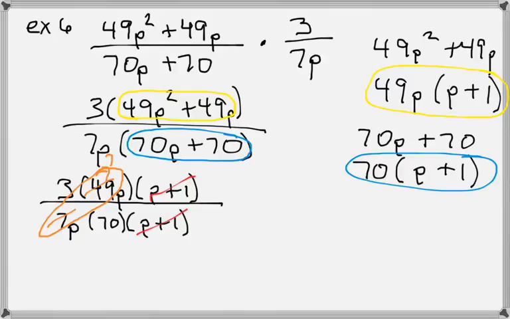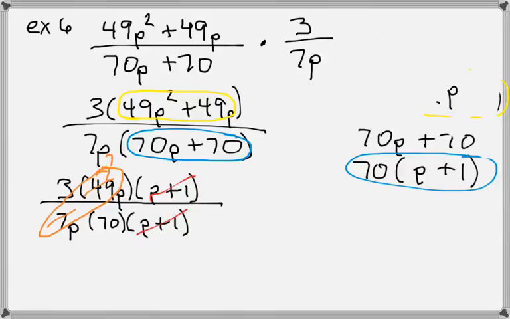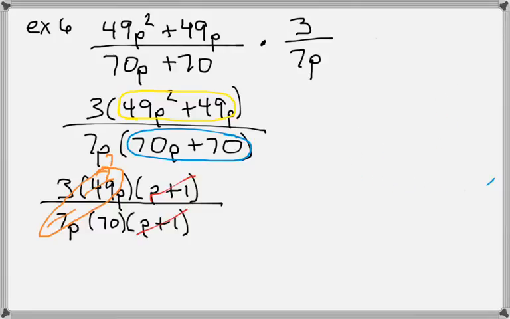So now let's make some room here. We already did our factoring. So now we have a 3 and a 7. And the p plus 1 died, so we're left with just 3 times the 7, but we still have that little p right there. So there is my numerator. And in the denominator, I have a 70 and a p.